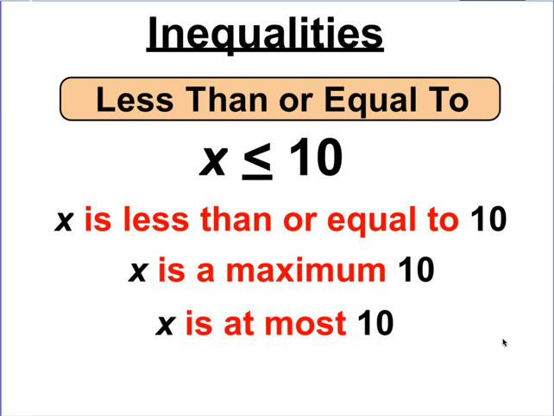X is at most 10. That means the most it can be is 10. Anything below 10 it can also be, but it cannot go above 10. 10 is the largest number it can be.